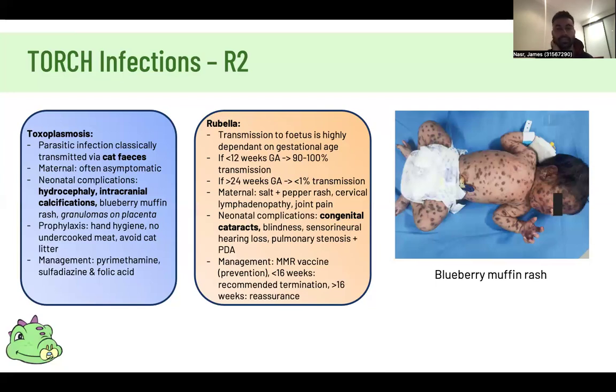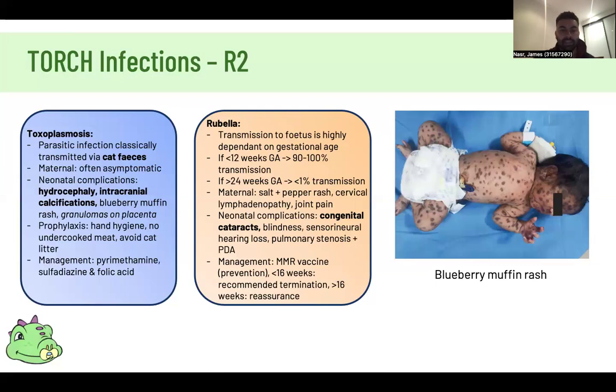In terms of the maternal symptoms, it's very non-specific. So it's salt and pepper rash, cervical lymphadenopathy, and joint pain. So yeah, very, very non-specific presentation, but it is something that's important to screen for. The neonatal complications, the main thing would be congenital cataracts, which would go on to cause blindness, and your cardiac complications would mainly be pulmonary stenosis and patent ductus arteriosus.